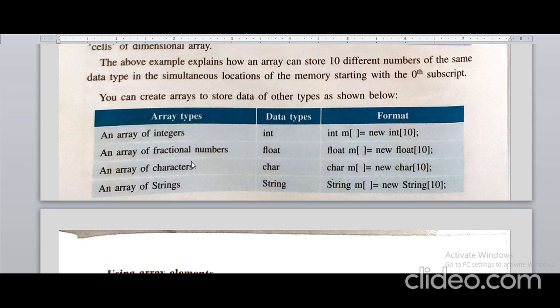Same for the fractional, meaning float value. You have to write float for the fractional value. It will remain the same, you just have to change the data type. And for character type, it also remains the same. It means m is of character type, it will store 10 elements, all of character data type. Now m is of string type, it will store 10 elements of string data type.